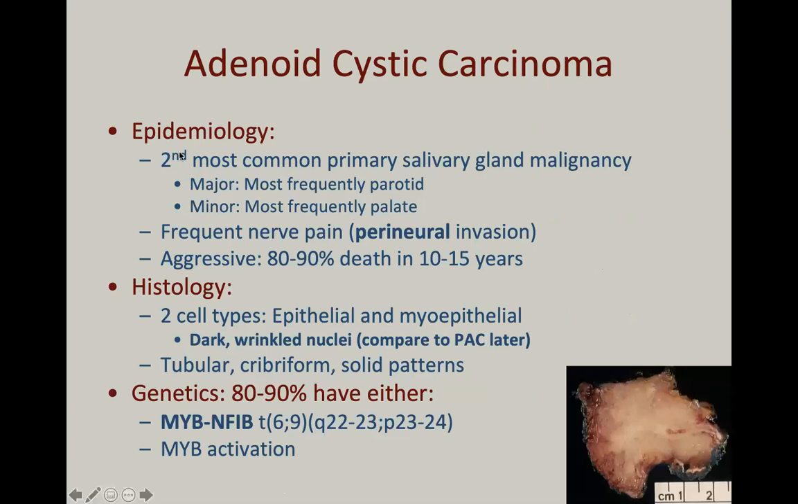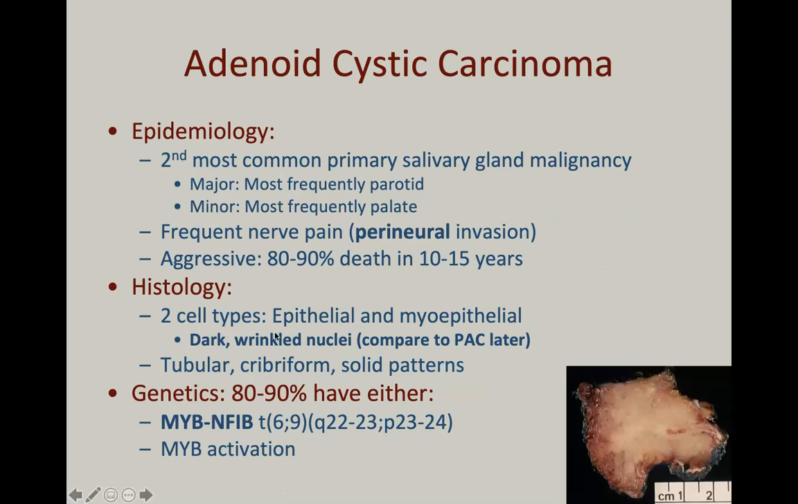All right, moving into our second most common carcinoma, which is adenoid cystic. As I kind of hinted at before, this is frequently associated with perineural invasion, tracks up the cranial nerves to the base of skull, and can be very, very challenging to excise, with very high recurrence and metastasis and mortality rates.